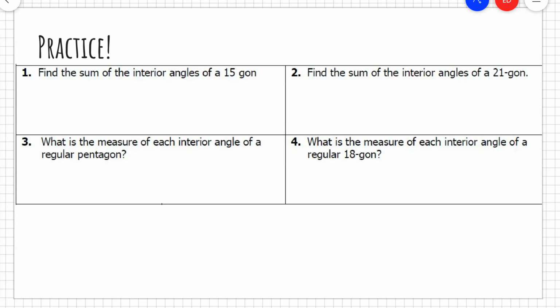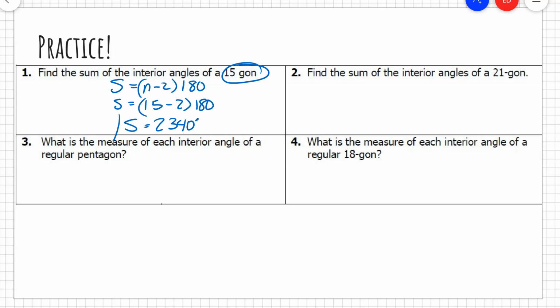Alright, so we're going to go ahead and practice this a little bit. When we're finding the sum of the interior angles of a 15-agon, what we're going to do is use that formula. So the sum equals the number of sides minus 2 times 180 degrees. Plug in the information that you know. We know that there's 15 sides minus 2. So you're going to end up with 12 times 180 degrees, which is going to be 2,340 degrees.